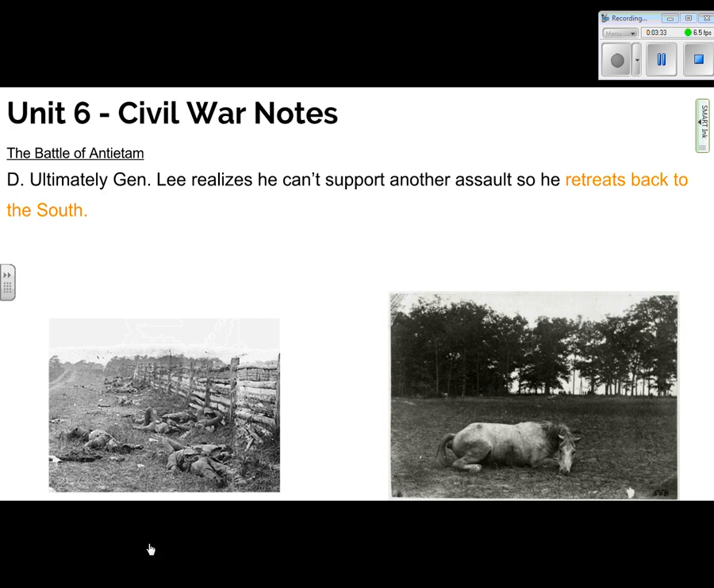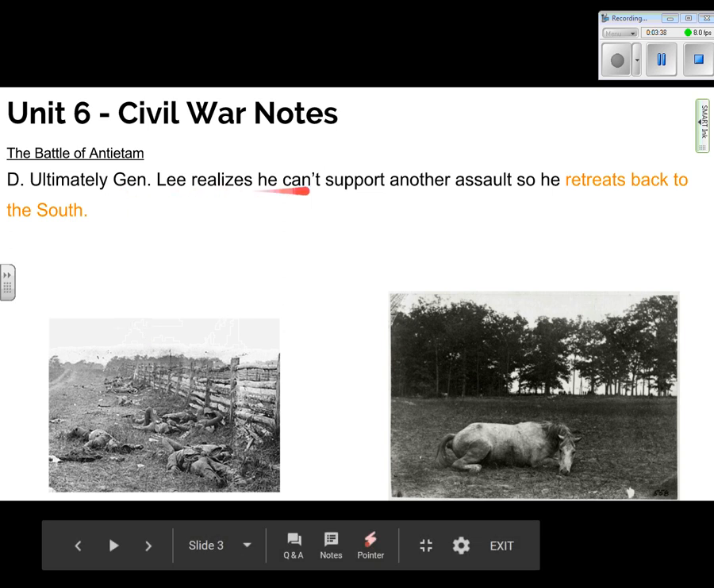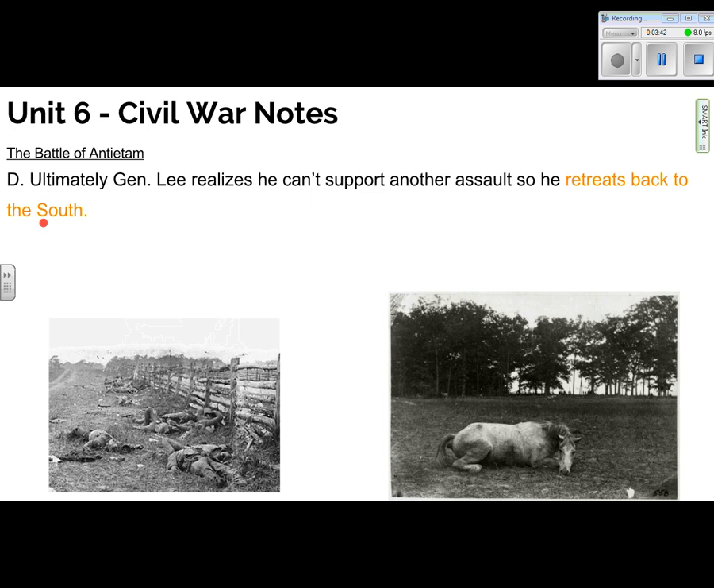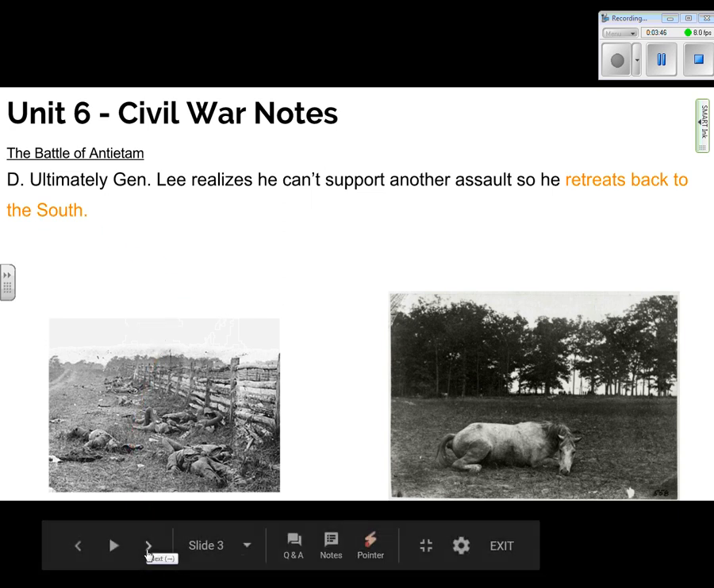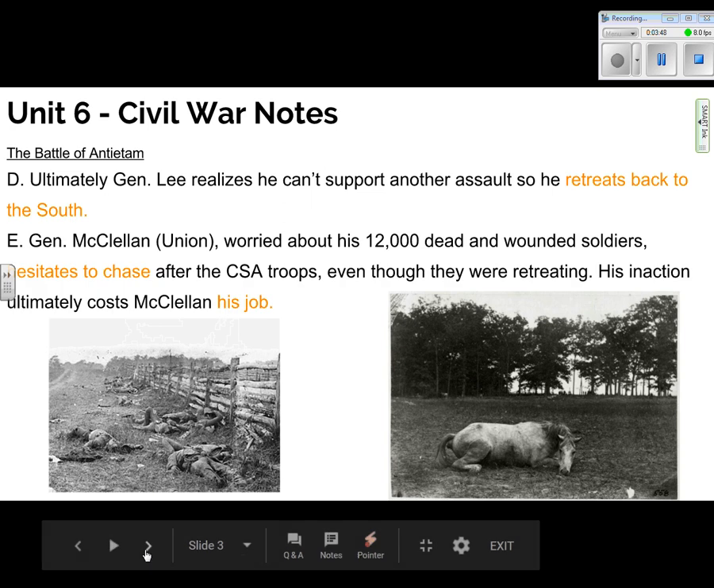Fascinating if you want to read about all the ebbs and flows of the battle. But ultimately, General Lee for the South realizes that he can't keep doing this. He doesn't have enough. So he retreats back to the South. Plan didn't work, right? He essentially runs away because he knows that he doesn't have enough to support an attack.